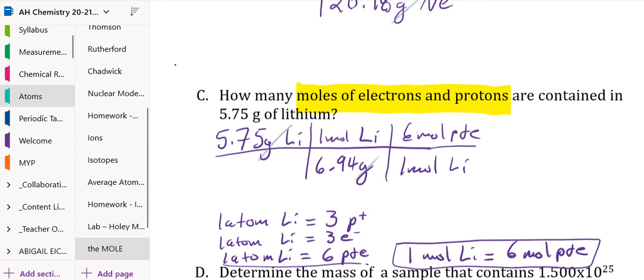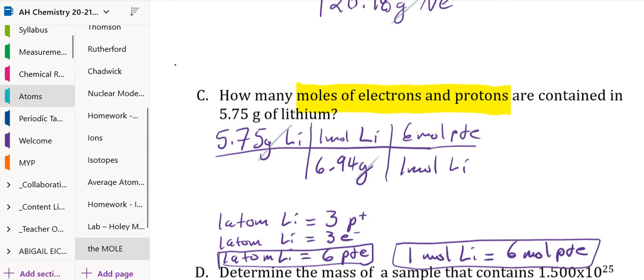You could go from moles of lithium to atoms of lithium using Avogadro's number, then atoms of lithium to number of protons and electrons by multiplying by 6. But then what would you need to do to get back to moles of protons and electrons? Divide by Avogadro's number. So you would multiply by Avogadro's number, then multiply by 6, then divide by Avogadro's number again. So you don't have to do that.